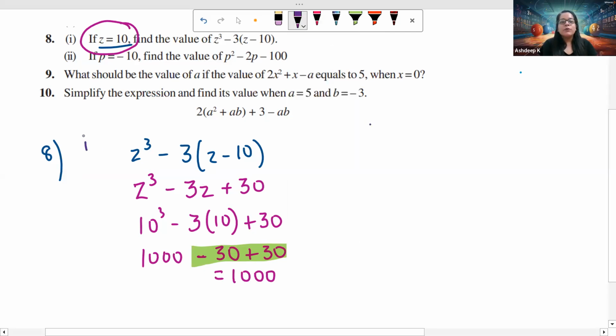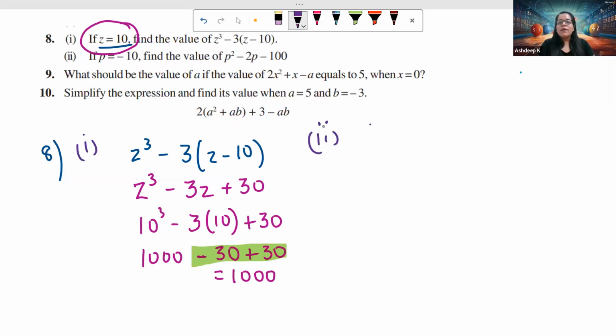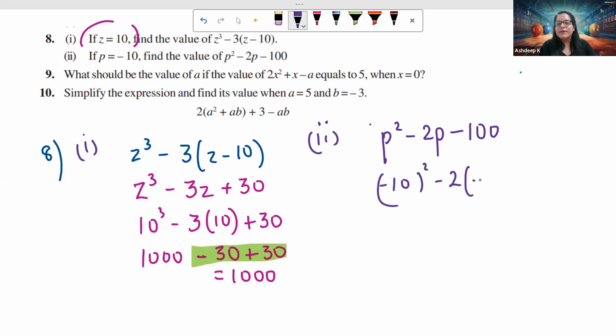Now moving on to the second part of question number 8. It states that if p is equal to minus 10, we need to again find the value of p square minus 2p minus 100. I want you all to quickly try and find out the answer before I give the answer. So let's quickly put the value of p as minus 10. So minus 10 square minus 2 into minus 10 minus 100.